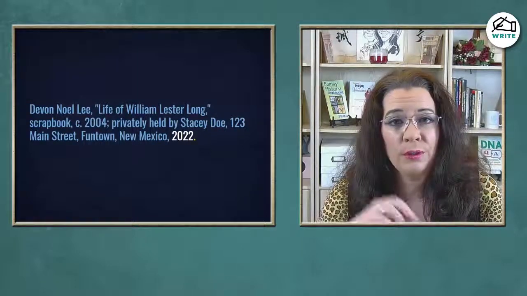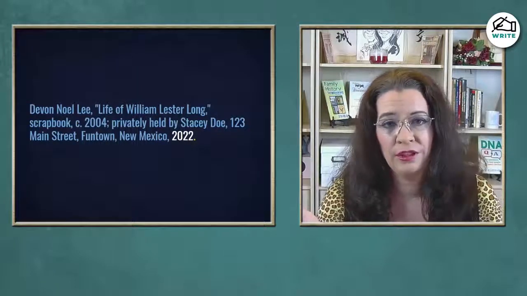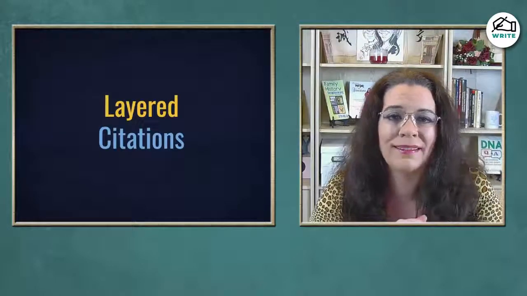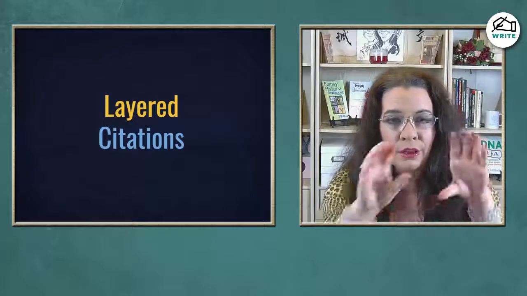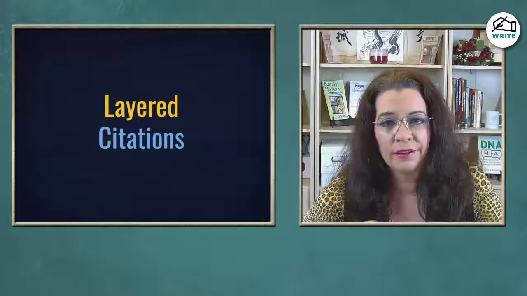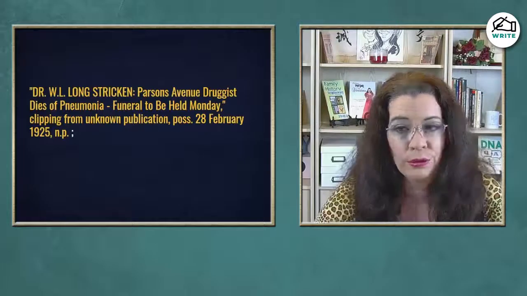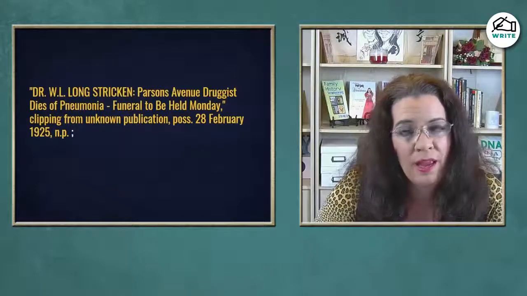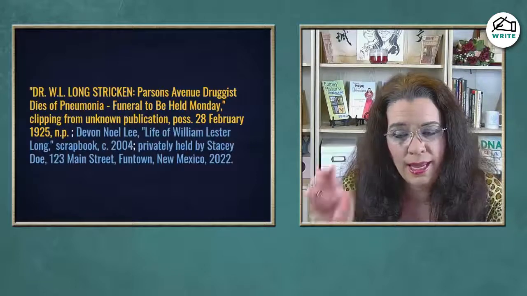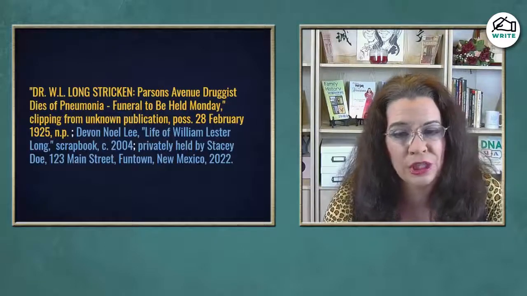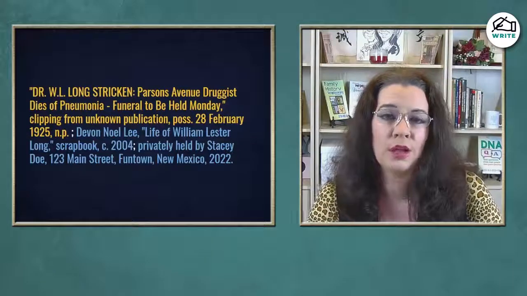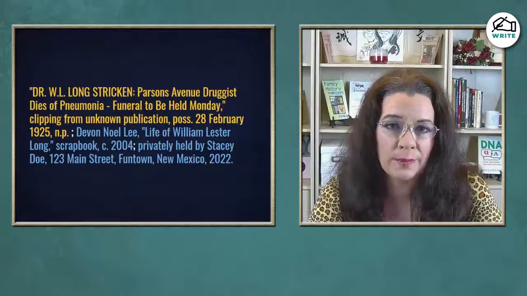So now you have the scrapbook citation and you have the newspaper citation, and it's time to put it together. And this is often called a layered citation. You have one layer and another layer and another layer. So we just simply take the first layer, which is the newspaper clipping, and we use that semicolon and put the scrapbook citation portion thereafter. And now you can cite those newspaper clippings in any scrapbook that you have.